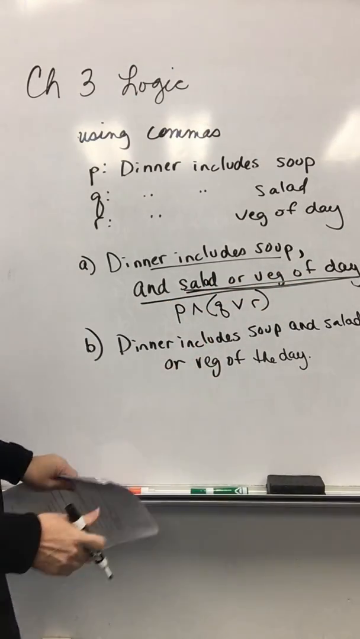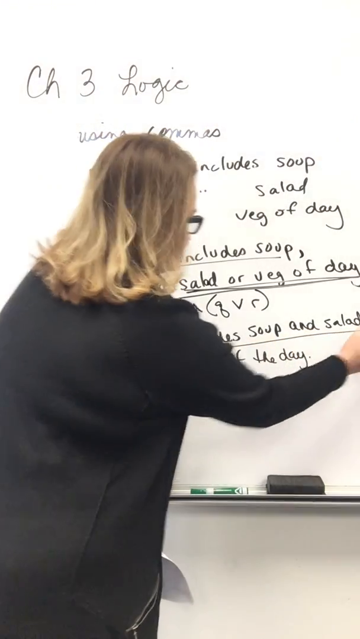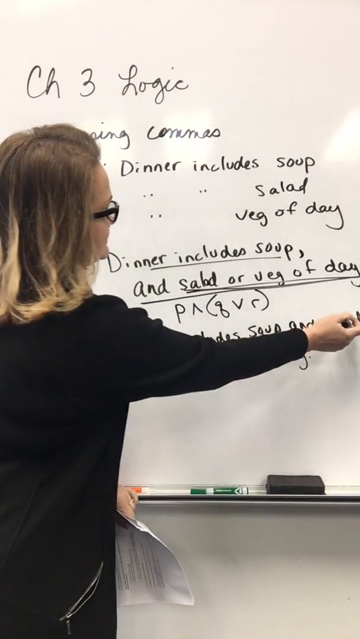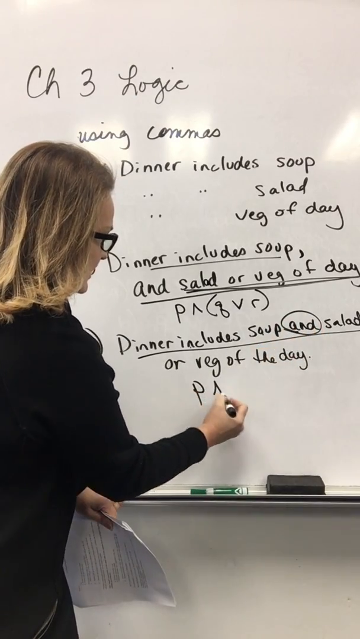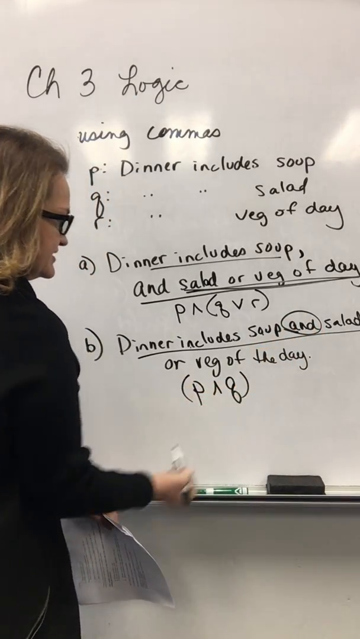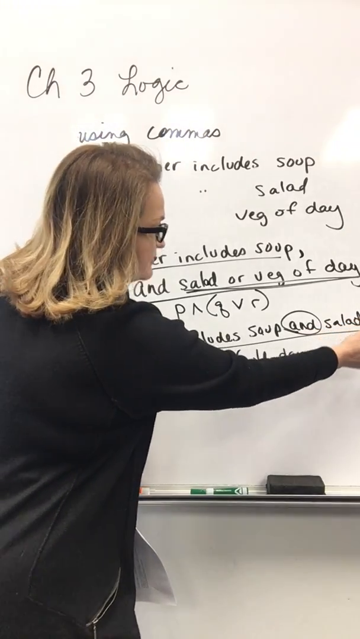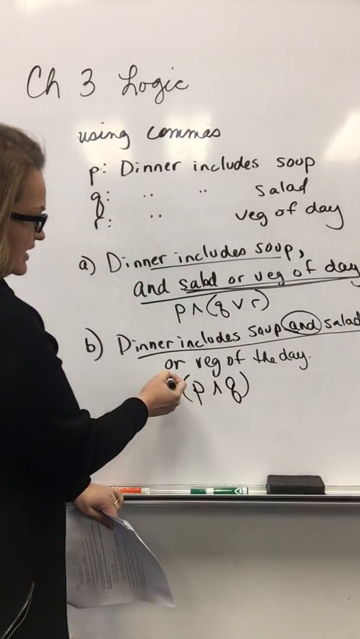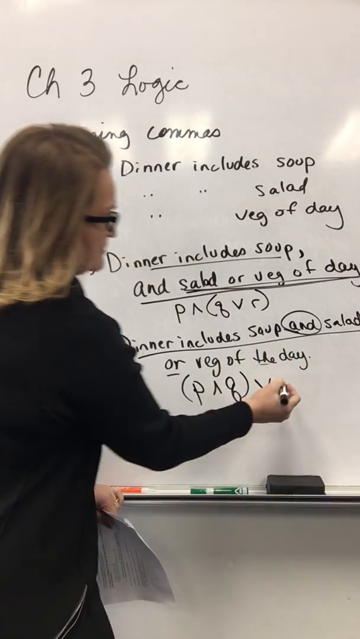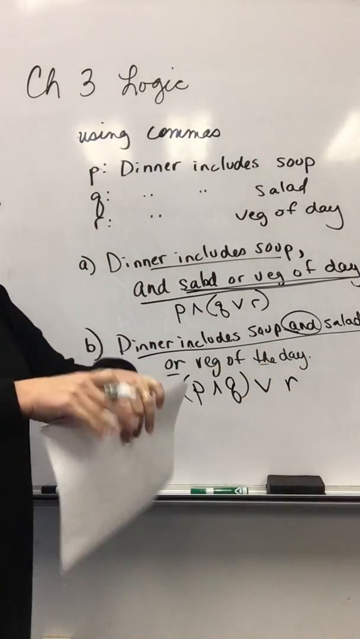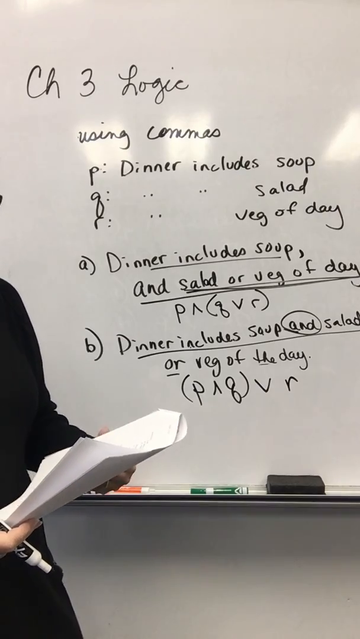For B part, notice that this part's grouped together, the including soup and salad, so that's P and Q, and notice the word and, so that's P and Q in parentheses, and then comma, if there's commas, you use parentheses, and then we do the or, which is the V, and veggie of the day, which is statement R. So that's how we would need to write that out to be exact.